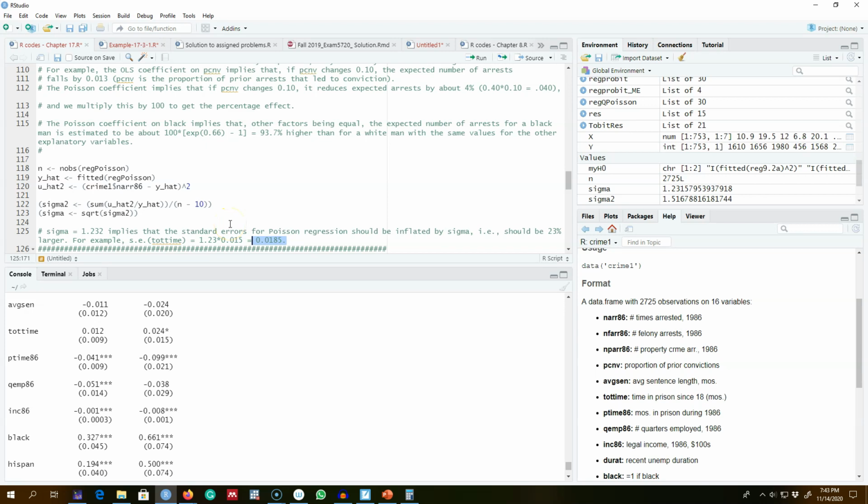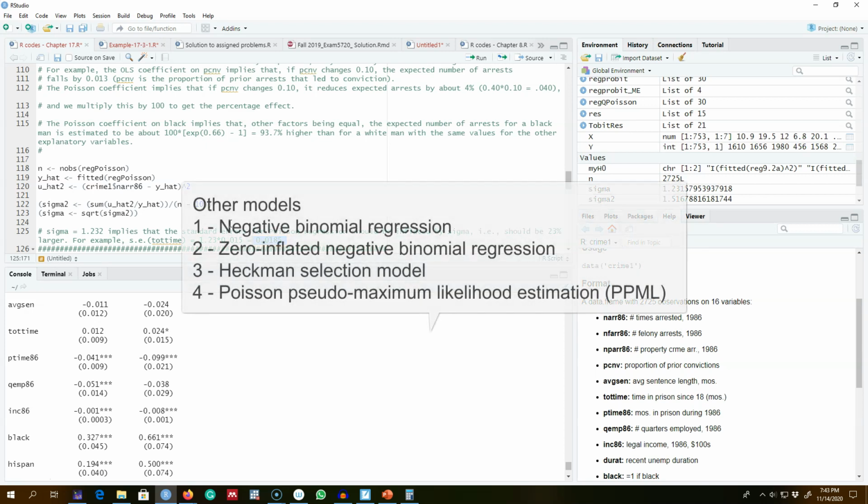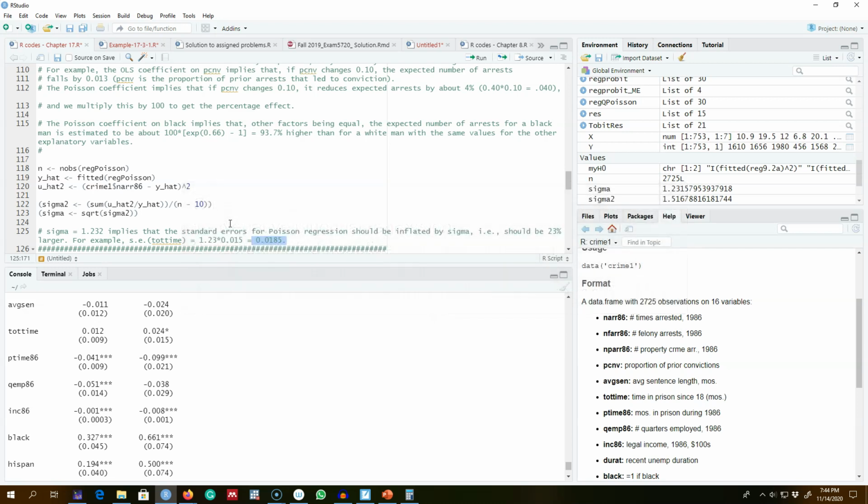There are a bunch of other models that you can use in addition to the Poisson model. Some of these are the negative binomial, the zero inflated binomial, and the Heckman selection model that I'm going to talk about in a couple of videos. You can also apply the Poisson pseudo maximum likelihood estimator, which is a relatively new estimator. Alright, I'll see you in the next video to talk about censored and truncated regression models.